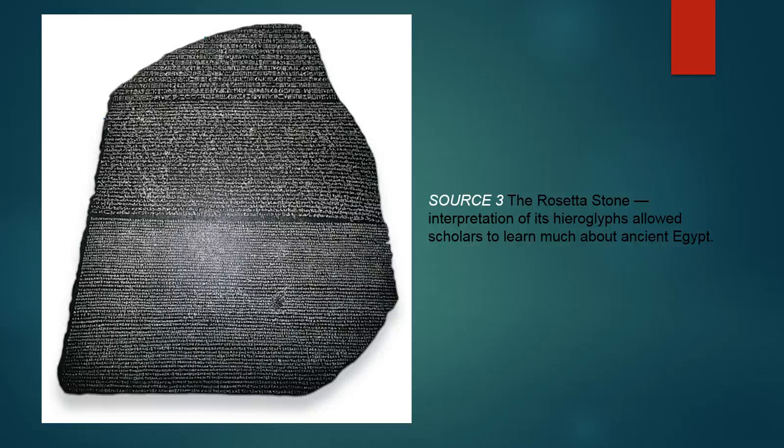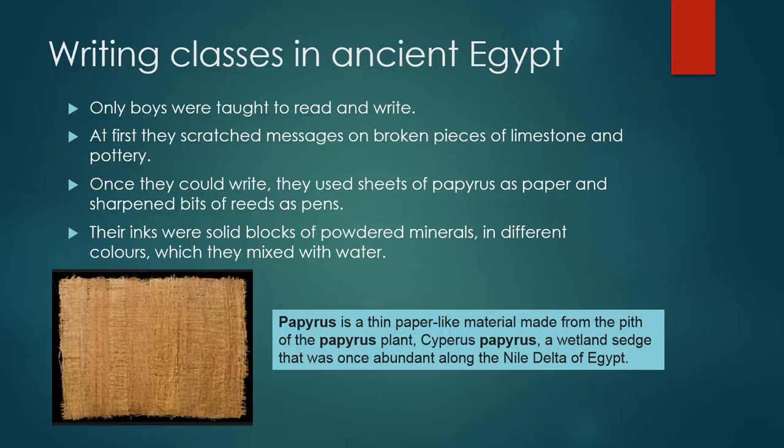So source 3, an interpretation of its hieroglyphics allowed scholars to learn much about ancient Egypt. Think about how long it would have taken to write all those different symbols on that rock. Very precise. So only boys were taught to read and write. That's interesting, isn't it? I wonder why I think that is.